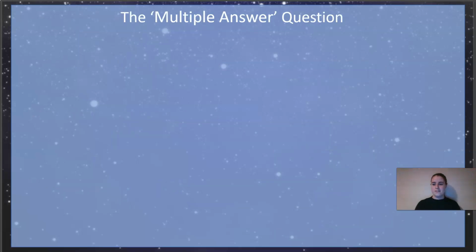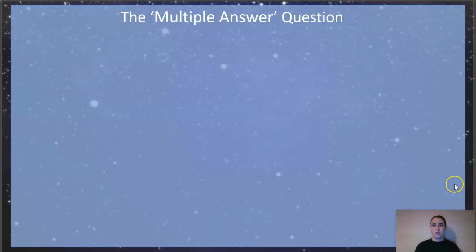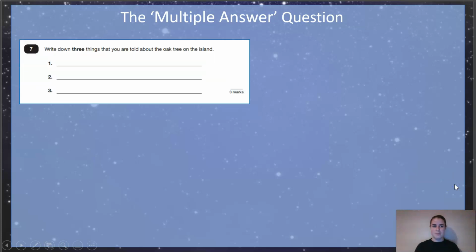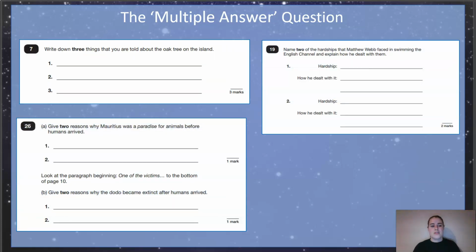Now, we're going to focus primarily today on our multiple answer questions. Here are 3 different examples of some multi answers. Obviously multiple, multi, lots of, so more than one answer. For example, write down 3 things that you're told about the oak tree on the island. You can see there 3 marks. It says 3 in the sentence. You've got to find 3 pieces of evidence in the text to support that answer.